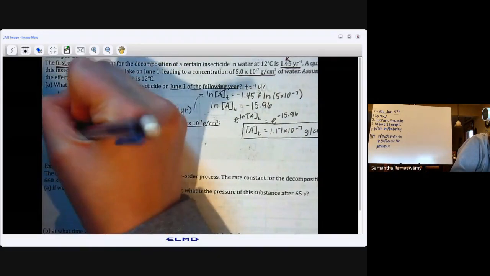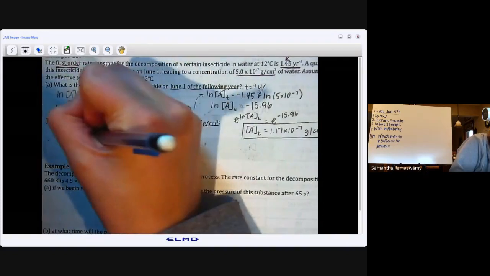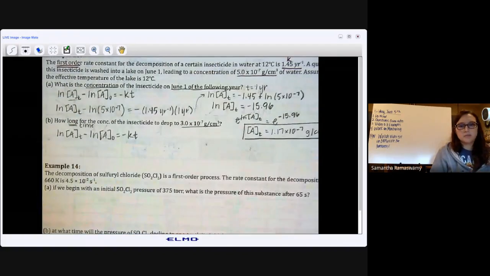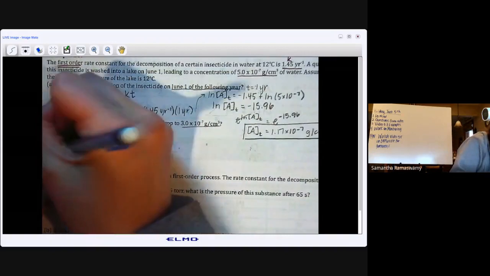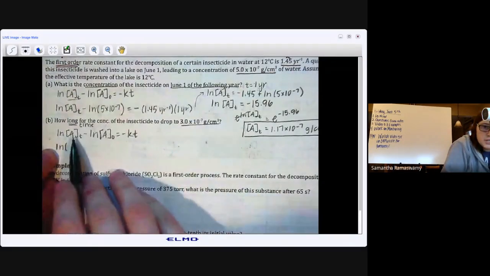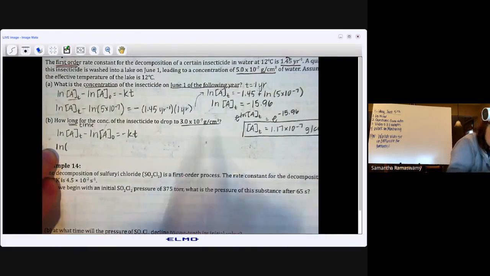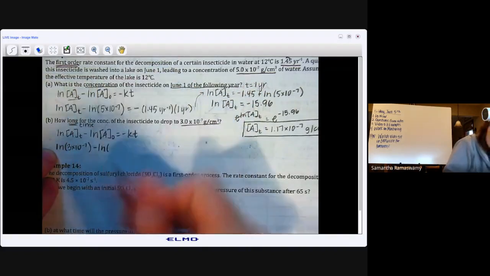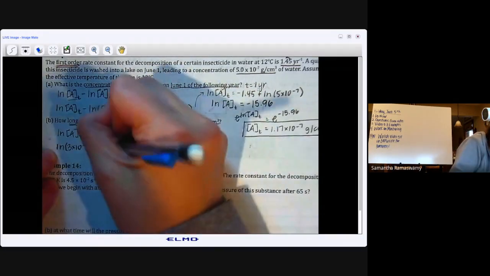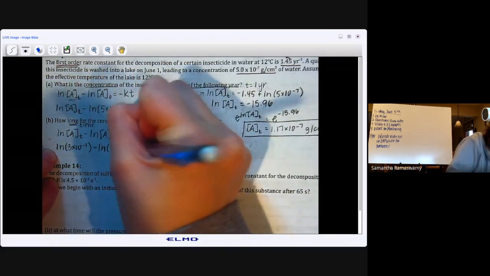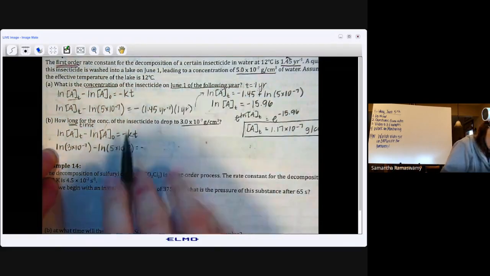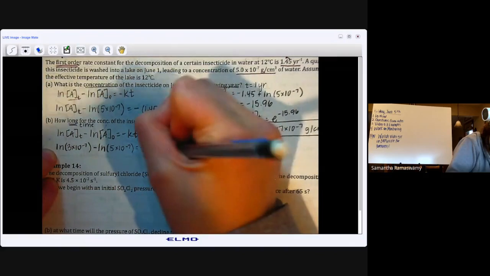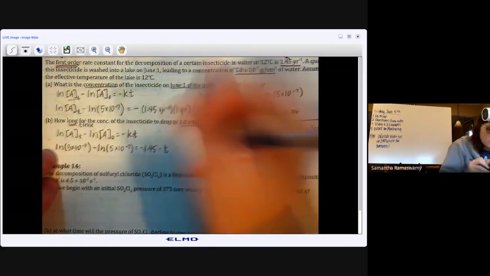So it's still first order. So ln of concentration A after some time minus ln of the initial concentration equals negative k times t. So let's plug in what we know. The natural log, so the concentration after some time is 3 times 10 to the negative 7th, minus the natural log of the initial concentration, that's 5 times 10 to the negative 7th, equals negative, don't forget your negatives here, so negative k, 1.45 per year times t. You're solving for time.